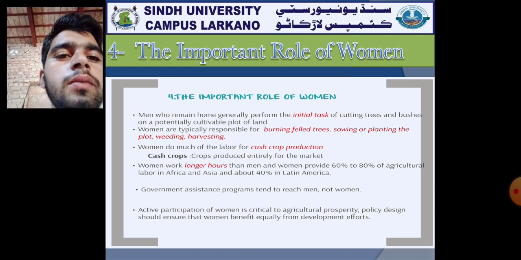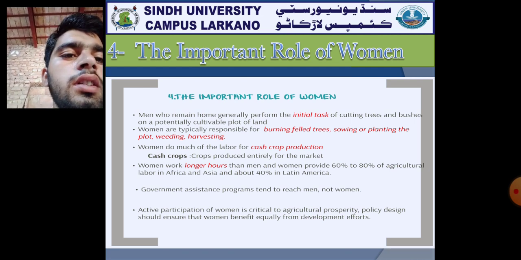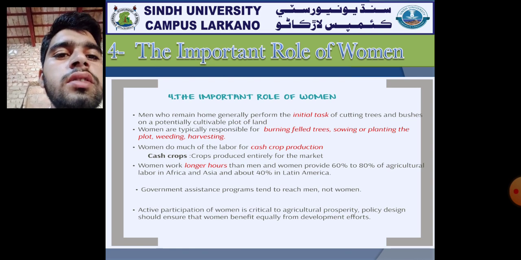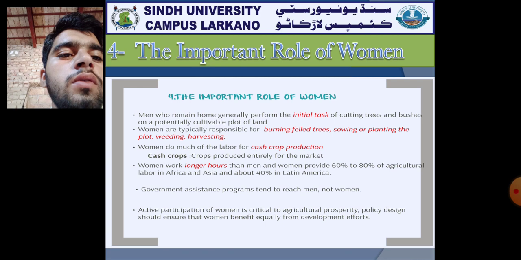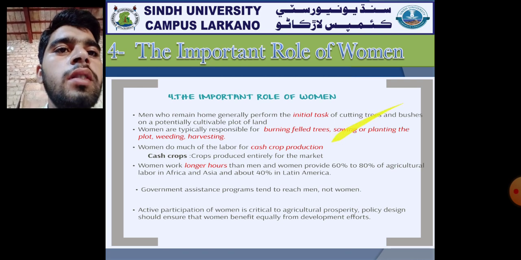Active participation of women is critical to agricultural prosperity. Policy design should ensure that women benefit equally from the effort.